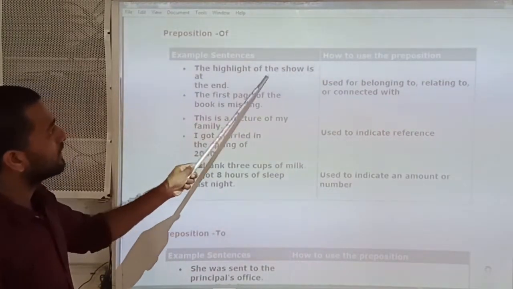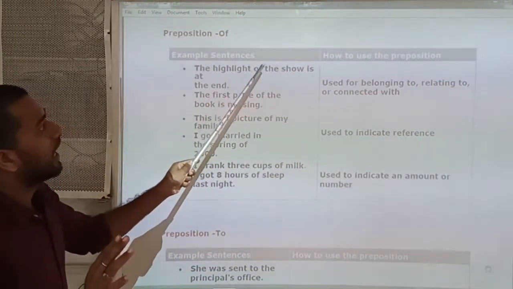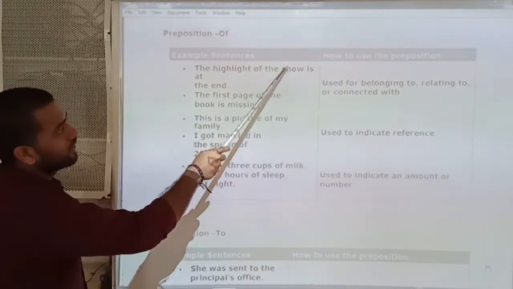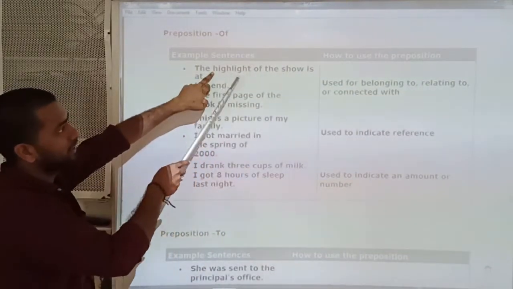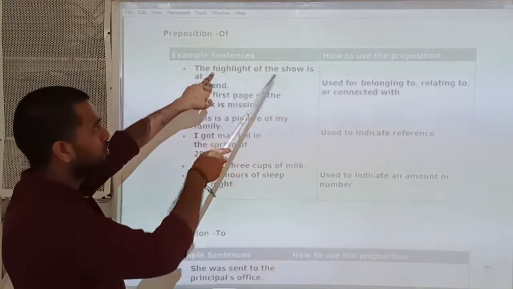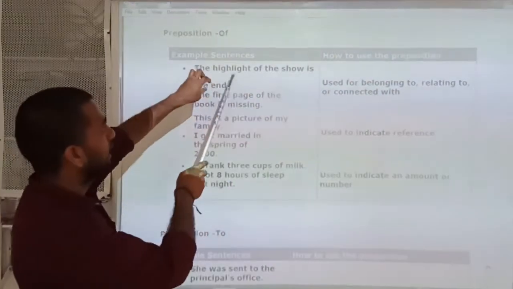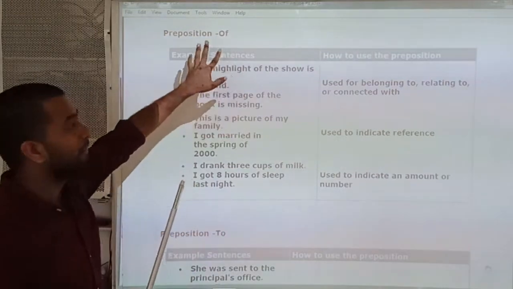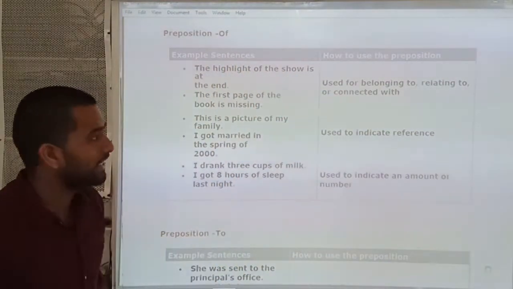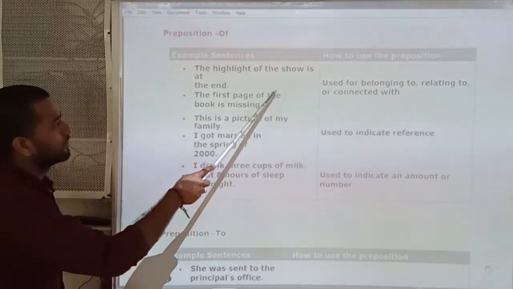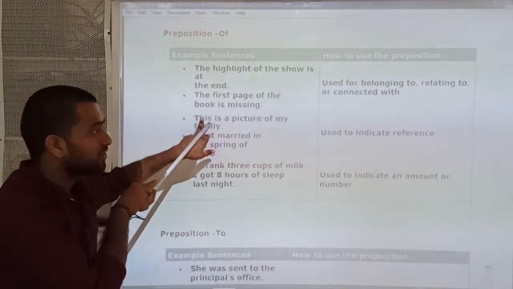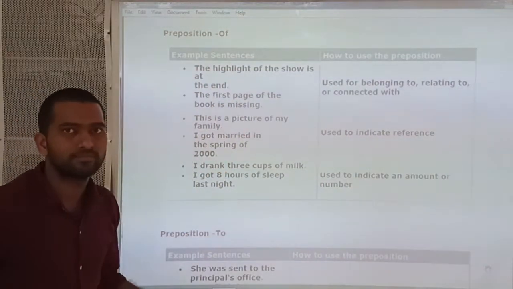See, the highlight of the show is at the end. Highlight of the show means highlight is belonging to this show, yes or no? Highlight belongs to the show. So when we need to join these two words, we use the preposition of. Next, the first page of the book is missing. First page belongs to this book, yes or no? So we use the preposition of.